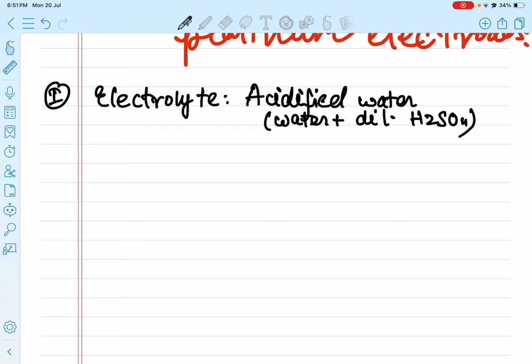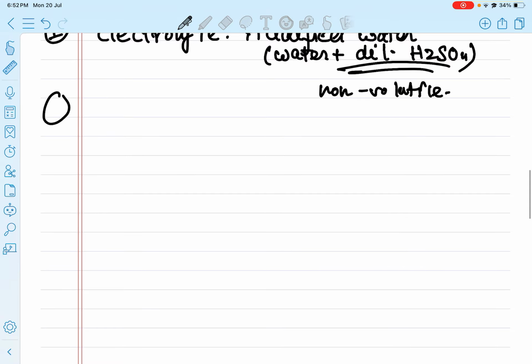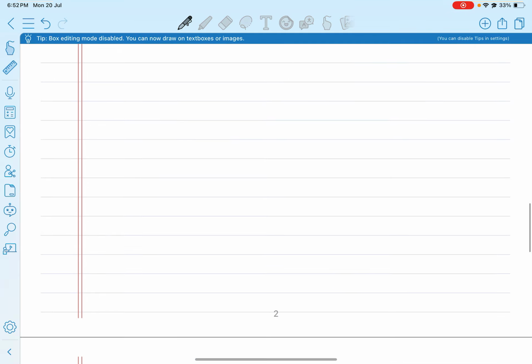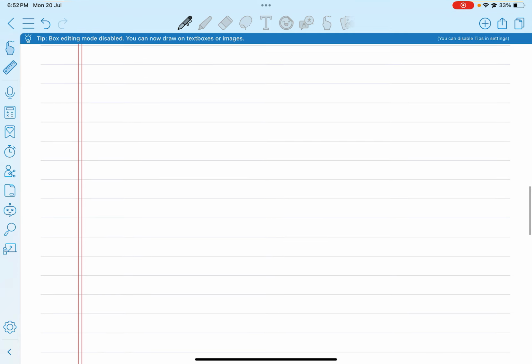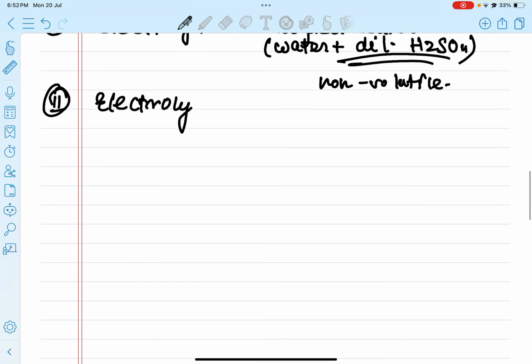Why did I add dilute H2SO4? Because it's non-volatile as compared to other acids. Like dilute nitric acid, very volatile; dilute hydrochloric acid, very volatile. This is non-volatile, so this is preferred. Then what are my electrodes? My electrolyte is acidulated or acidified water, by the addition of drops of dilute H2SO4 into water.